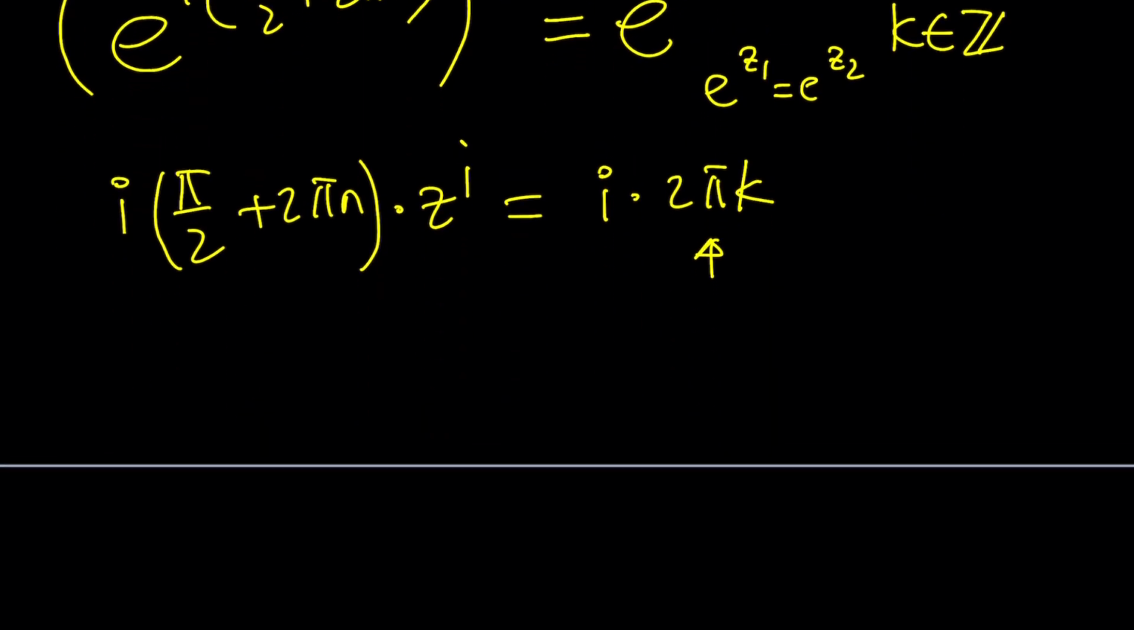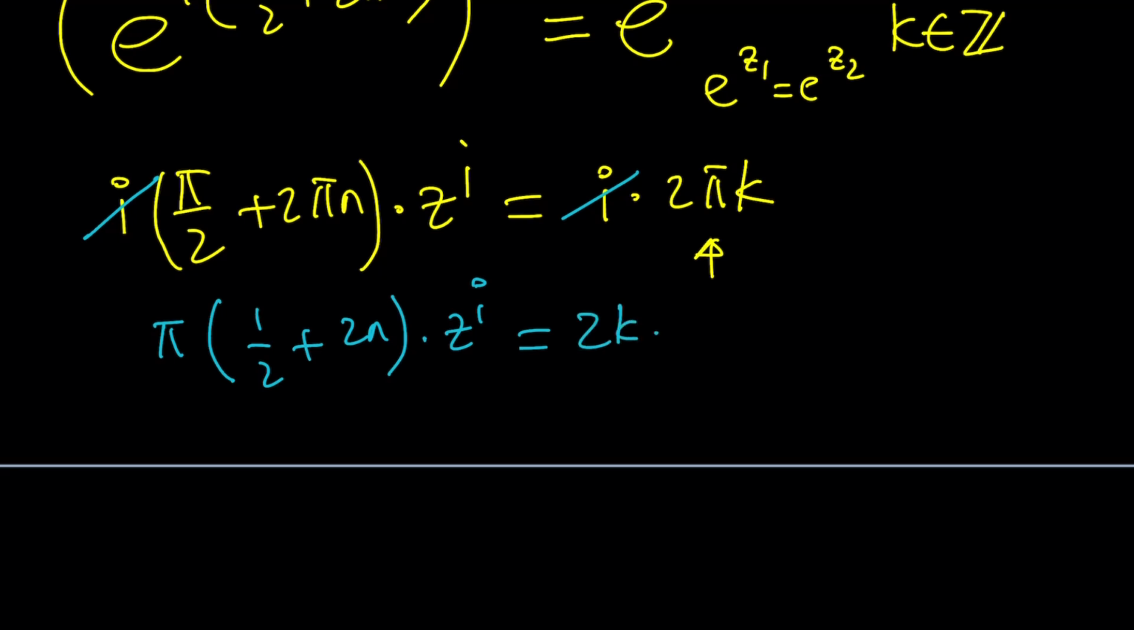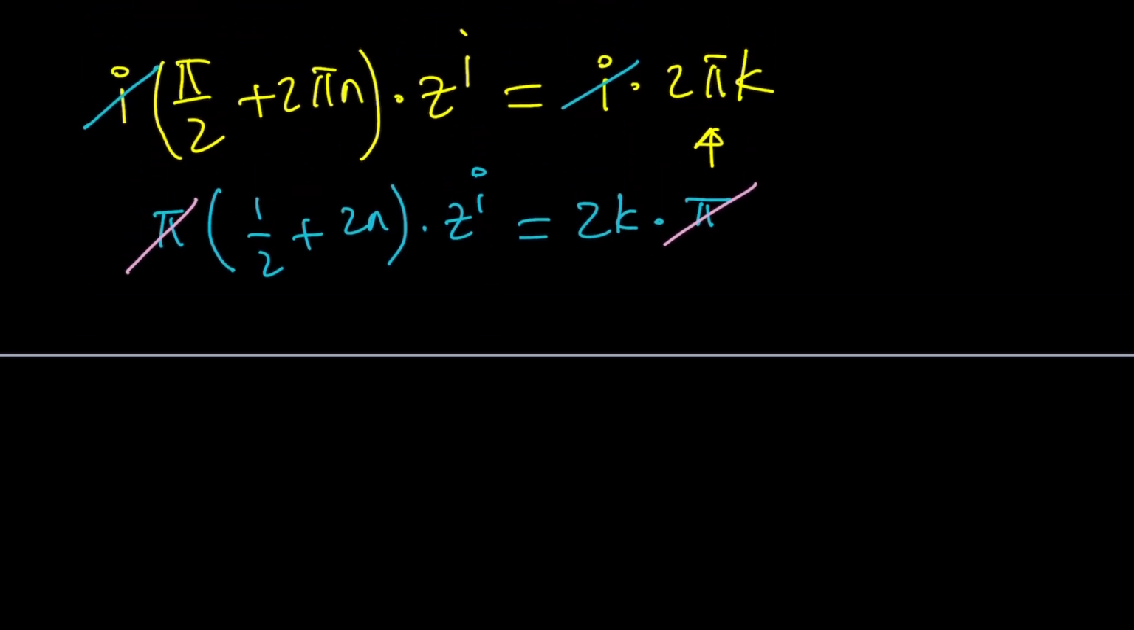Notice first that i can be cancelled, right? That's good. i is not 0. We can cancel it out, and moreover, we can cancel pi. How? If you take pi out, you're going to get (1/2 plus 2n) multiplied by z to the i on the left hand side. In the right hand side, it's 2k multiplied by pi. So that means pi is gone, and we have an even simpler expression. Guess what? The only things we have left are integers, right? k and n. Well, this is interesting. That's why I think this is a pretty good, interesting problem.